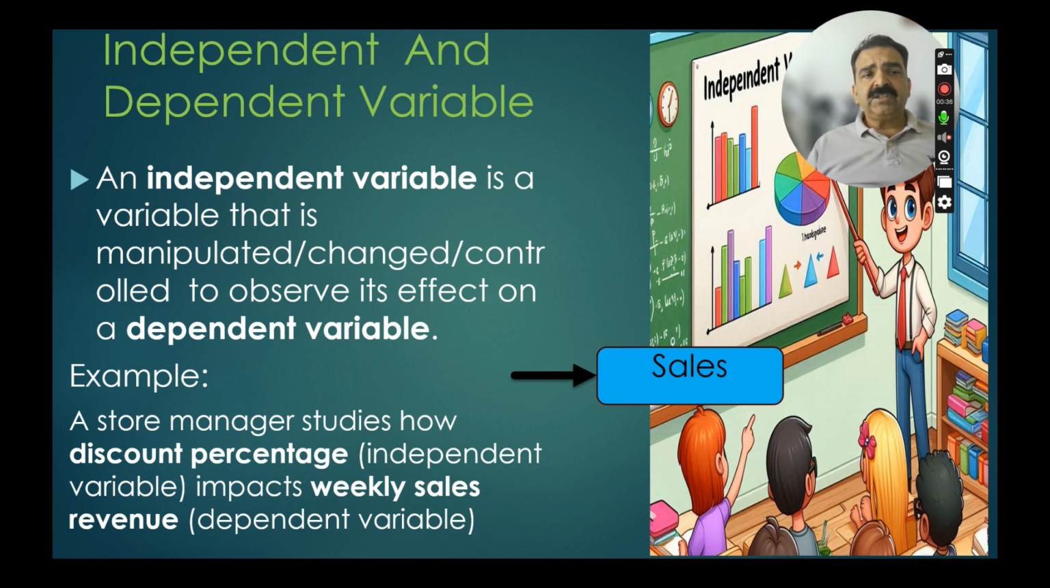Now we are going to understand this concept and we'll go a step further, because I've seen many videos of this on YouTube. Most of them tell what an independent and what a dependent variable is, but they don't tell how to identify them. So I formulated a small framework with which students can easily identify independent and dependent variables.